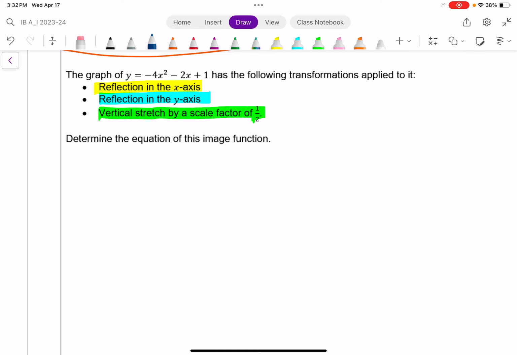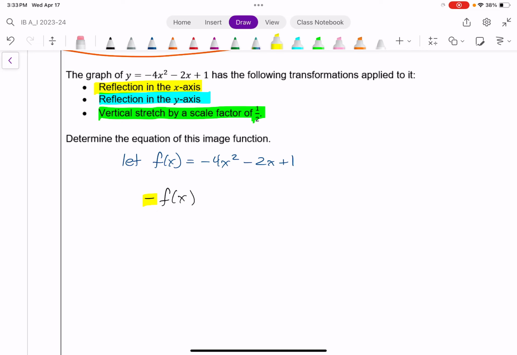So let me, for a moment, take this original function, y equals negative 4x squared minus 2x plus 1, and let's call it f of x, just to make my life a little easier for a moment. So I'll say let f of x equals negative 4x squared minus 2x plus 1. Let's just call that f of x for a moment, which means that the reflection in the x-axis I can show as just negative f of x. Make the whole thing negative.